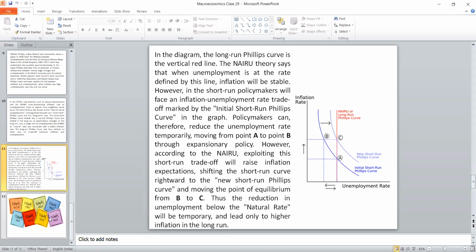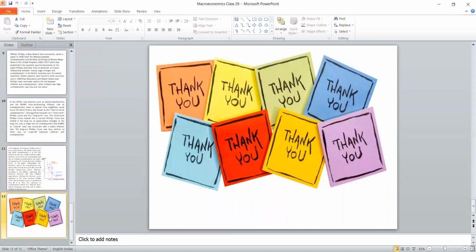So instead of the non-accelerating inflation rate of unemployment, he changed NAIRU to the natural rate of unemployment. Definitely, when you compare different economies like America, Germany, Japan, Italy, India, what he says is correct. This is possible only with the Phillips curve. He used the Phillips curve as a tool, and he explained the relationship between the unemployment rate and inflation rate in the right manner.